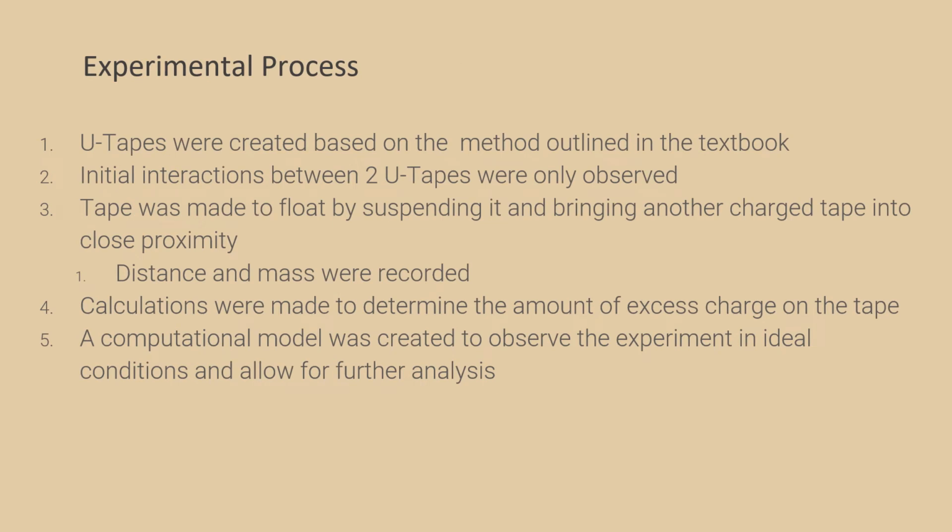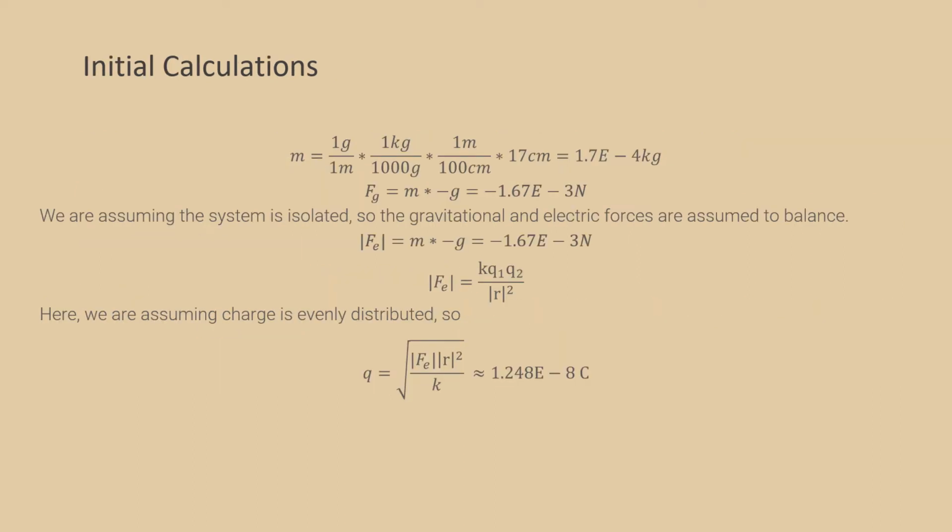And so for the process, we created two charged pieces of tape. We observed their initial interactions, and then we made one piece of tape float by suspending it and bringing another charged tape into close proximity. The distance and mass are recorded, and we made further calculations to determine the number of excess electrons and excess charge on the tape. So our calculations for that were as follows. We were able to use the electric force equation and balance it with gravity to determine that the charge was roughly at this value that we got earlier.